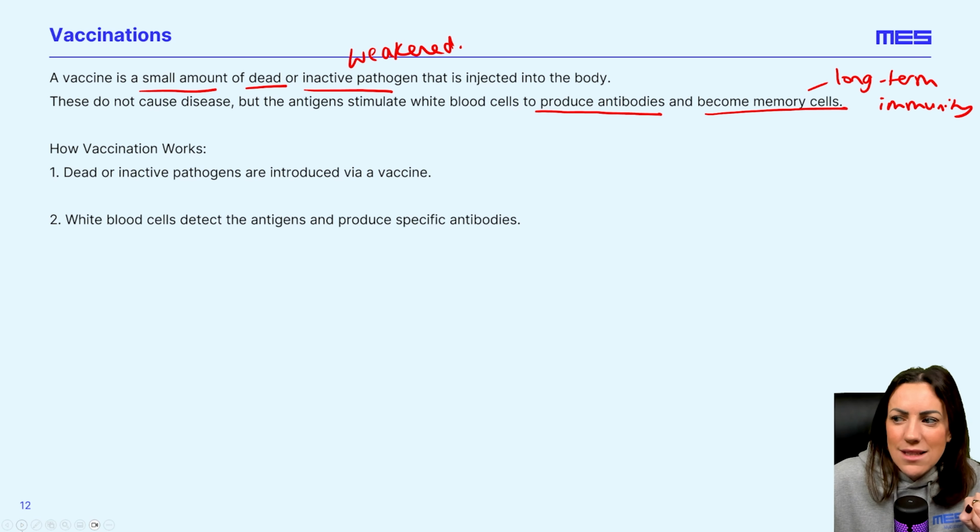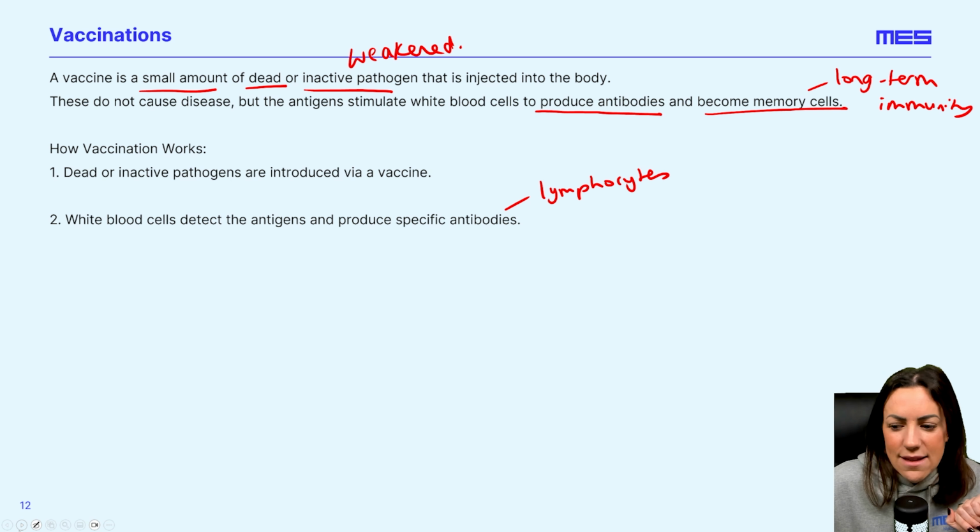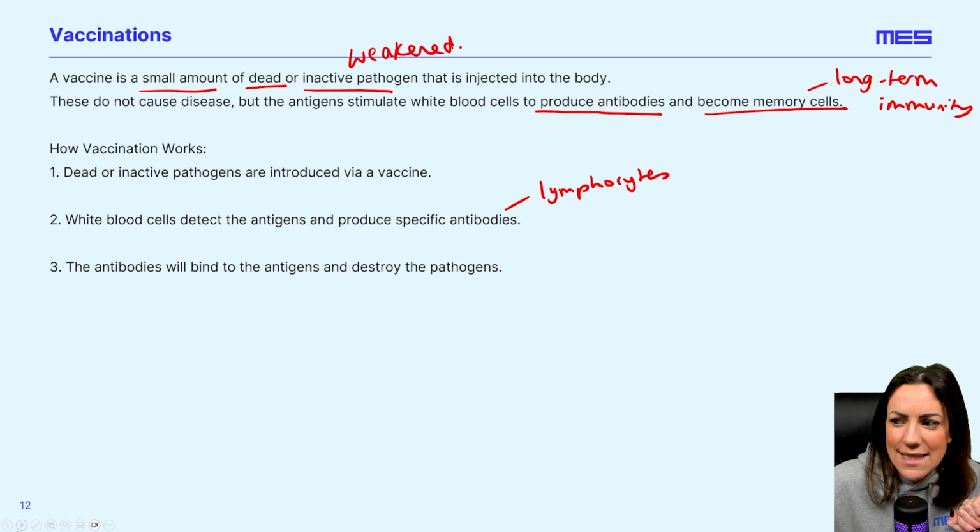Your white blood cells are going to detect the foreign antigen and they are going to produce the correct antibody. Remember, it's lymphocytes that produce antibodies. Lymphocytes are the type of white blood cell that produces antibodies. The antibodies are going to bind to the foreign antigens and destroy the pathogen.